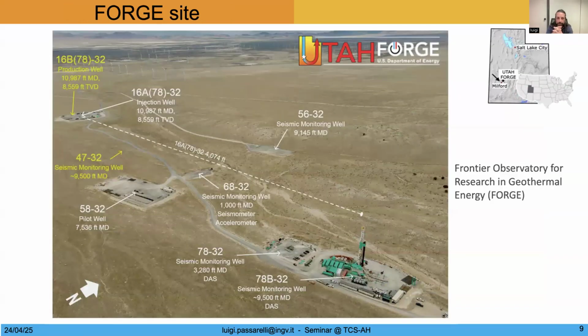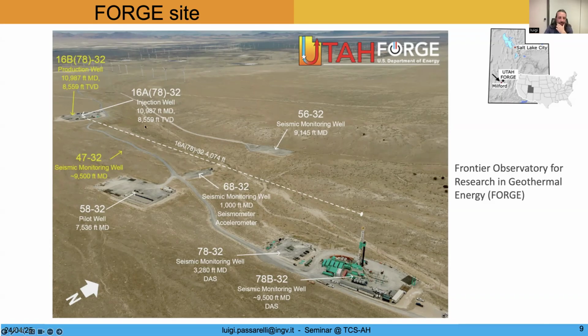And the test bed that we had analyzed in terms of physical processes in the project that I used to work on is FORGE, the Frontier Observatory for Research in Geothermal Energy. It's in Utah, in the desert of Utah. It's a huge field-scale laboratory where they are testing the feasibility of the Enhanced Geothermal System. It's in the desert because the population will not be affected in case of induced seismicity.